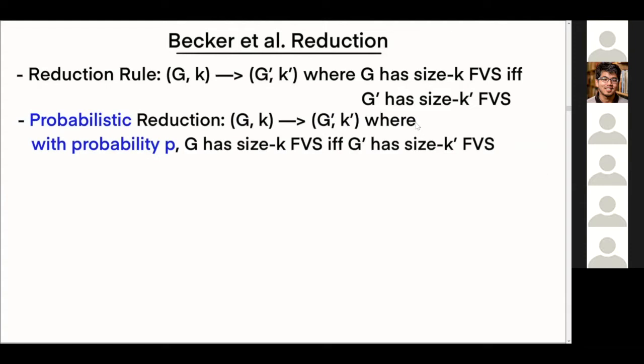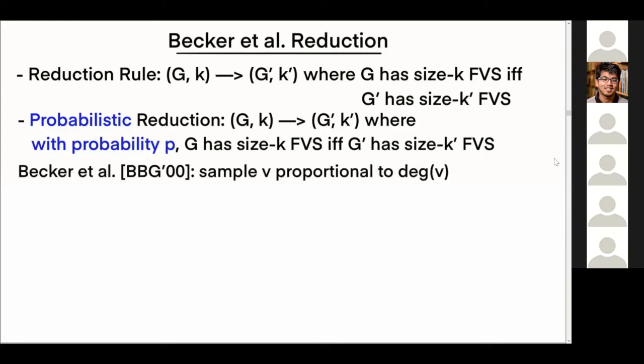And if it succeeds with probability P, then we have the property that if G has a size K FES, then G prime also has a size K prime FES. Here we typically want K prime to decrease by at least 1, because this only succeeds with some small probability. So we want to make enough progress such that we don't have to do this too many times, and these probabilities multiply up to get our final success probability.